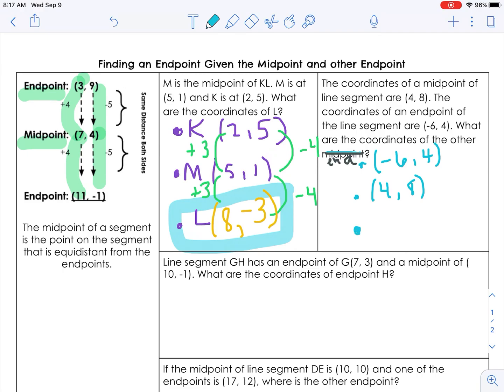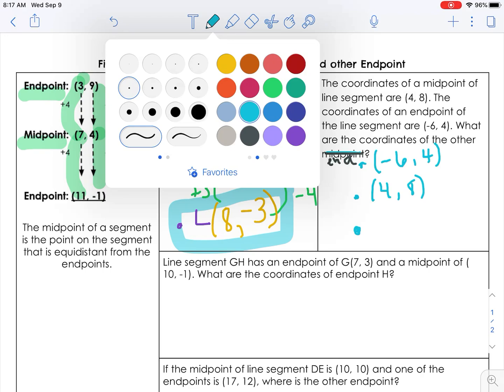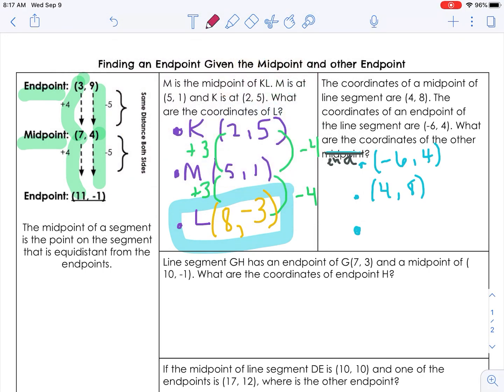So we're going to look at those changes again. So the y values from 4 to 8, that went up 4. So we're going to go up 4 again. 8 plus 4 is 12.